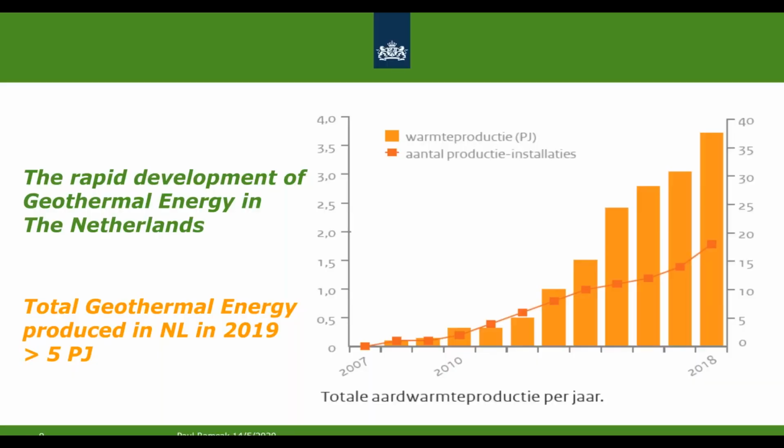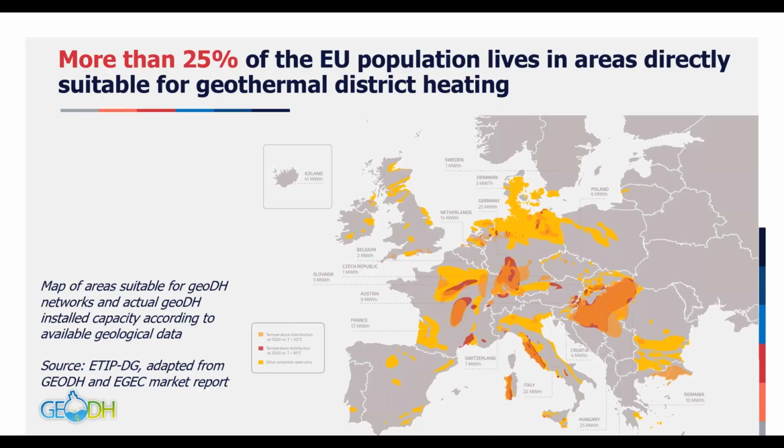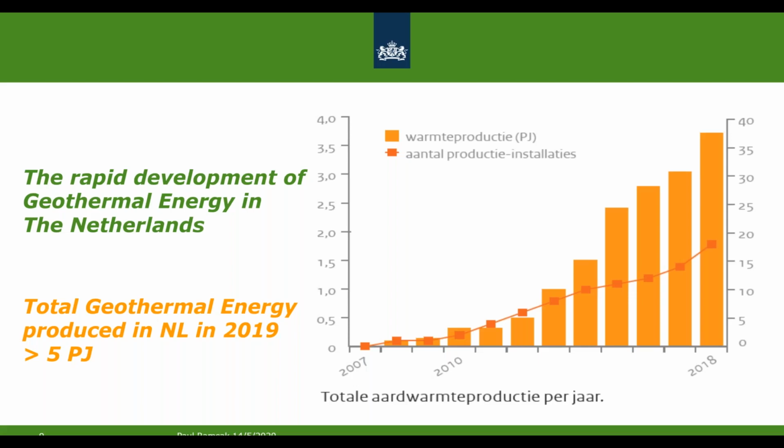If you look back the last 15 years, you can see that we have had a quite rapid development of geothermal energy in the Netherlands. Starting in 2007, we have now reached about 20 plus geothermal projects, producing more than 5 petajoules of geothermal heat in total.